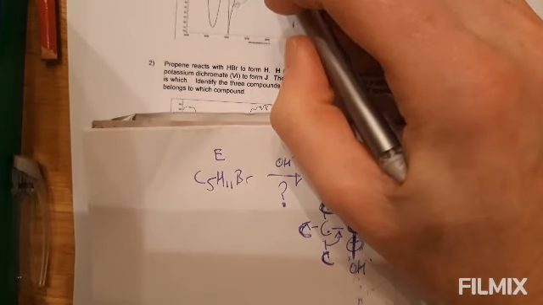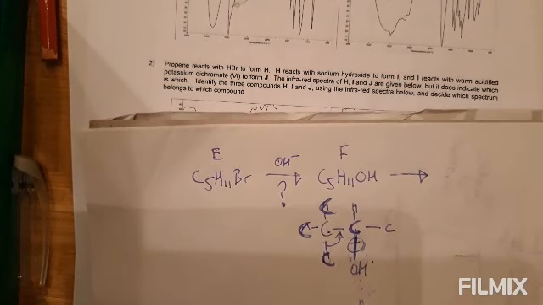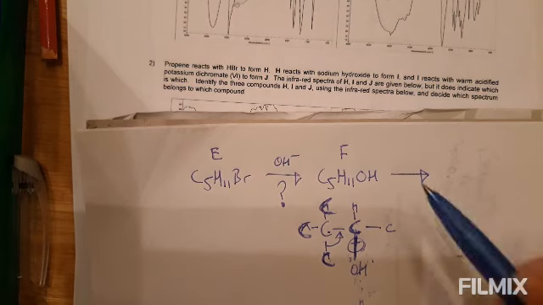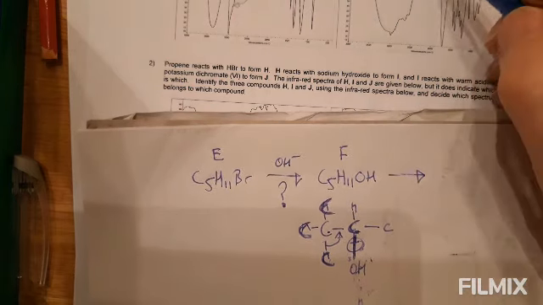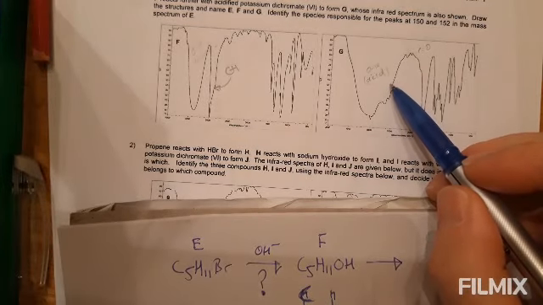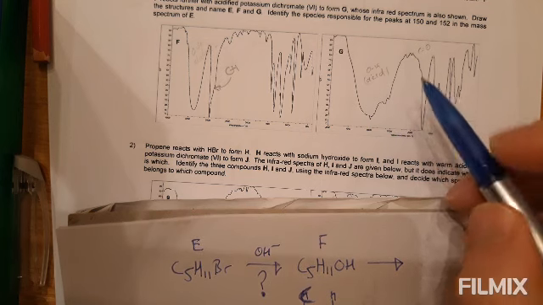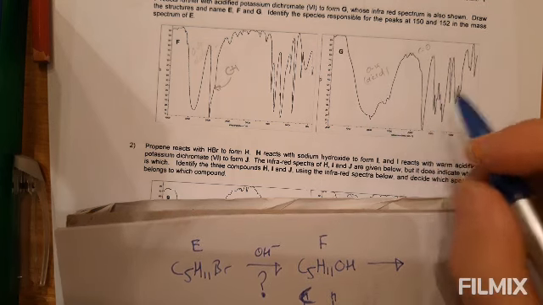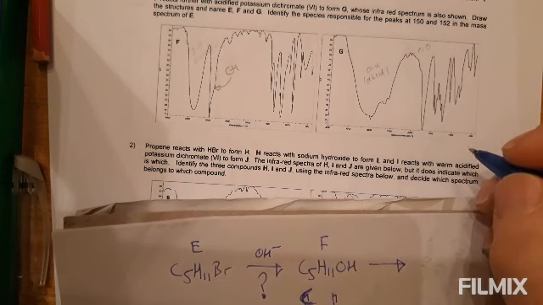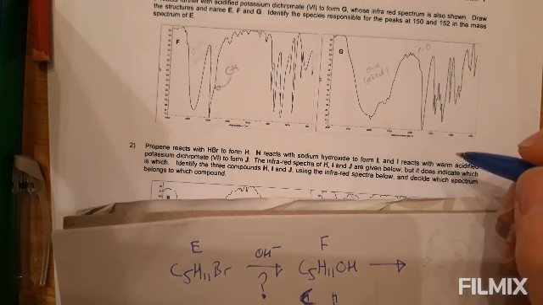Next it says F reacts further with acidified potassium dichromate. Well, all alcohols apart from tertiary alcohols react with acidified potassium dichromate to form G. Now I look at G and I know that it forms a carboxylic acid. So, what type of alcohols oxidize to form carboxylic acids? Well, the answer is primary, secondary or tertiary, and it's not tertiary. Okay?